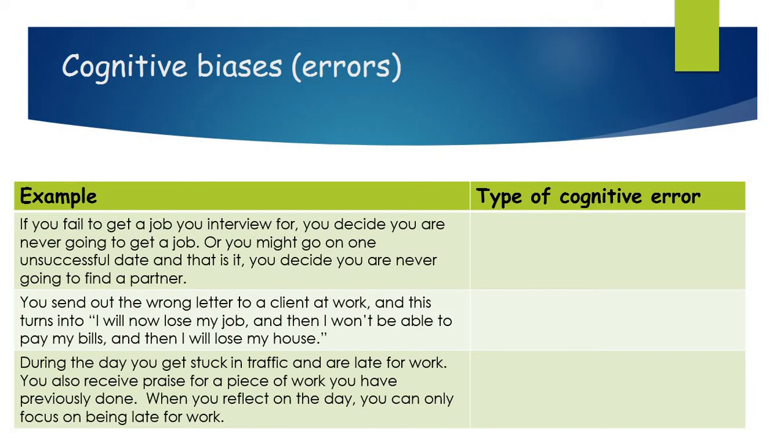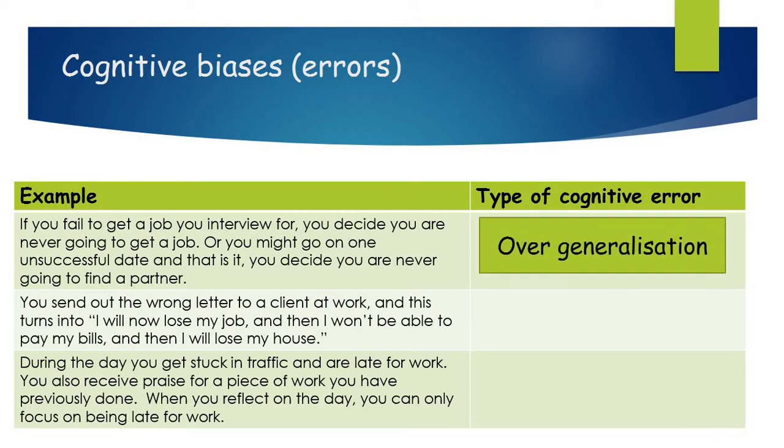So for example, if you fail to get a job you interview for, you decide you are never going to get a job, or you go on one unsuccessful date and you decide you are never going to find a partner. This could be referred to as an overgeneralization. Something negative has happened, and then you generalize that to lots of other aspects of your life. So having a general negative schema can lead to specific cognitive errors. This example is what we call the overgeneralization cognitive error, and you can see how that's been applied to different aspects of this person's world.